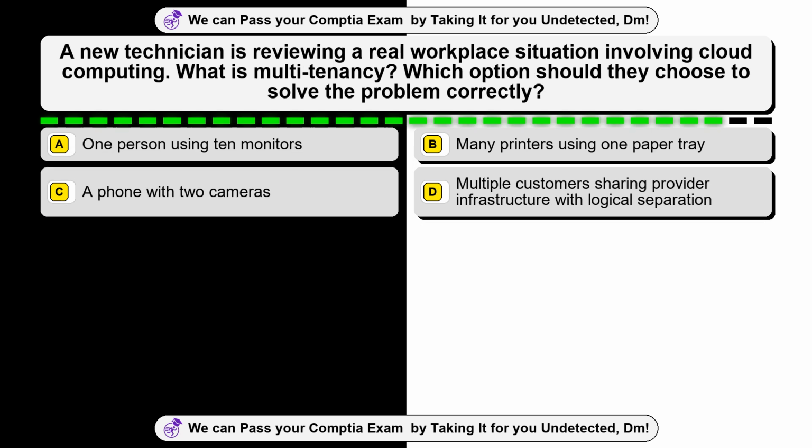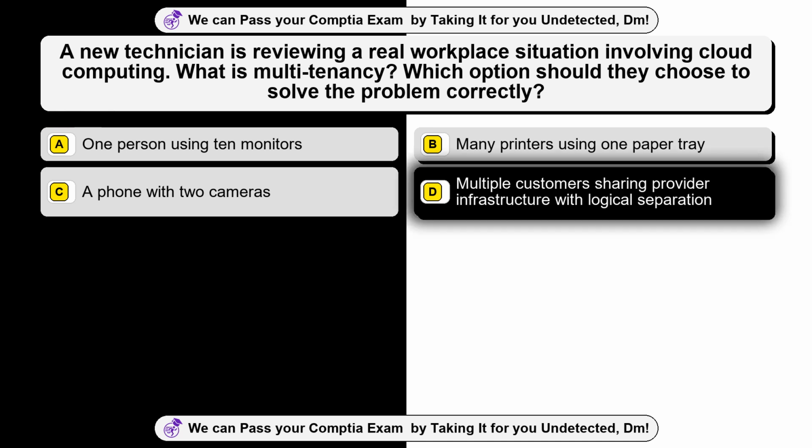Question 23. A new technician is reviewing a real workplace situation involving cloud computing. What is multi-tenancy? Which option should they choose to solve the problem correctly? Option A, one person using 10 monitors. Option B, many printers using one paper tray. Option C, a phone with 2 cameras. Option D, multiple customers sharing provider infrastructure with logical separation.